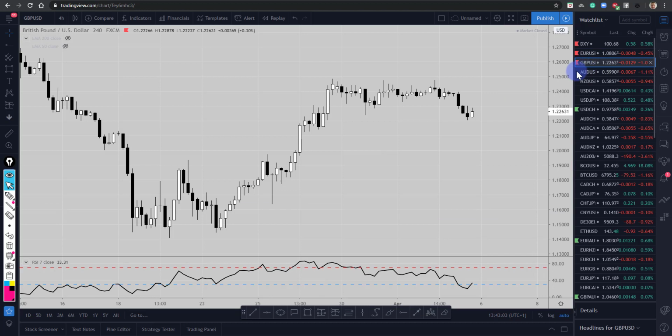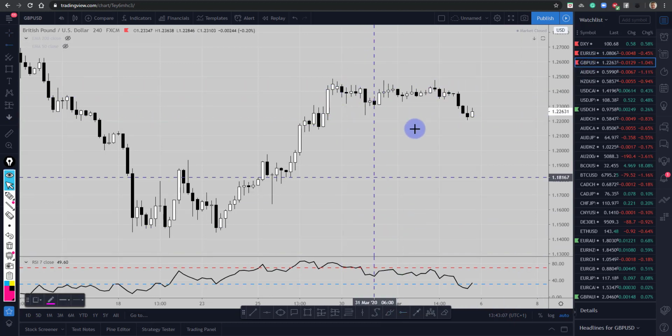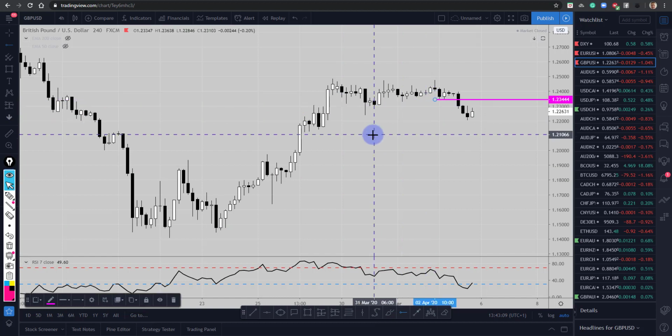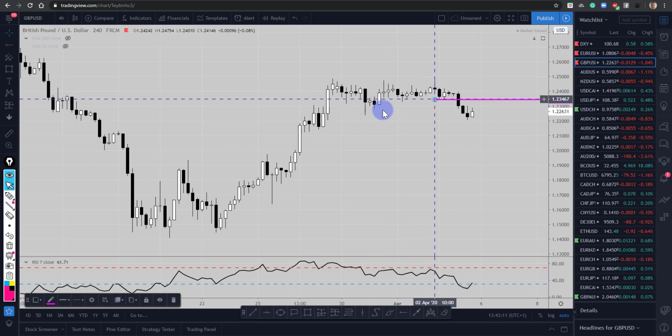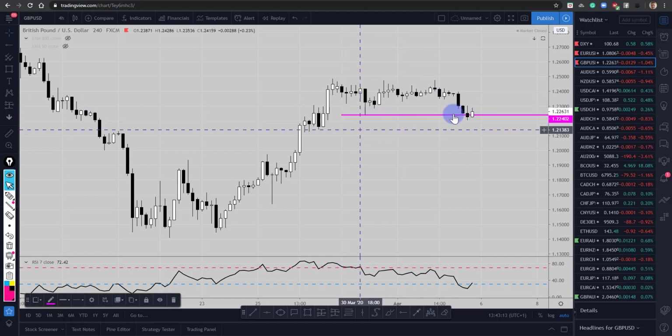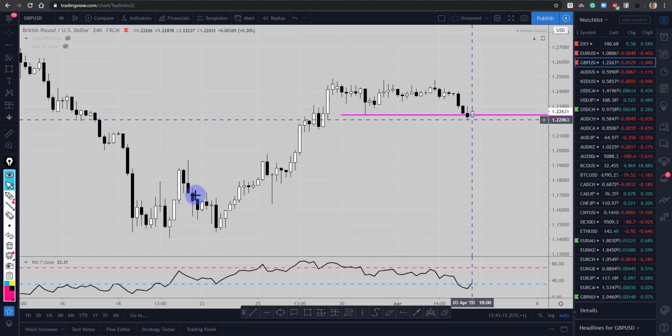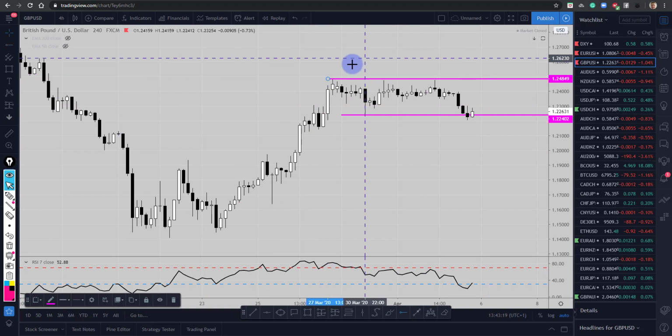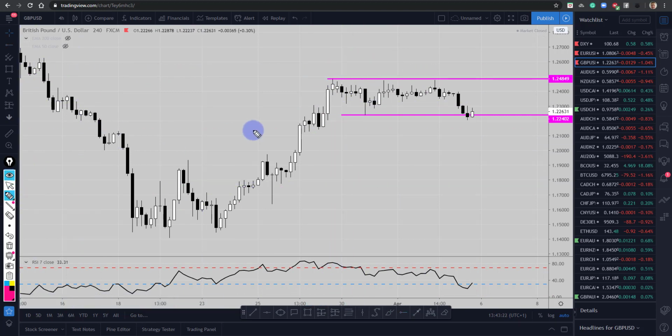Pound US dollar, very similar. We're starting to just make lower lows recently. So we broke out this low in here, or should I say at least this low there. We've had a nice close below it at the moment, so we could expect pound dollar to move lower as well. We've got this sort of consolidation zone that the market's been working with.